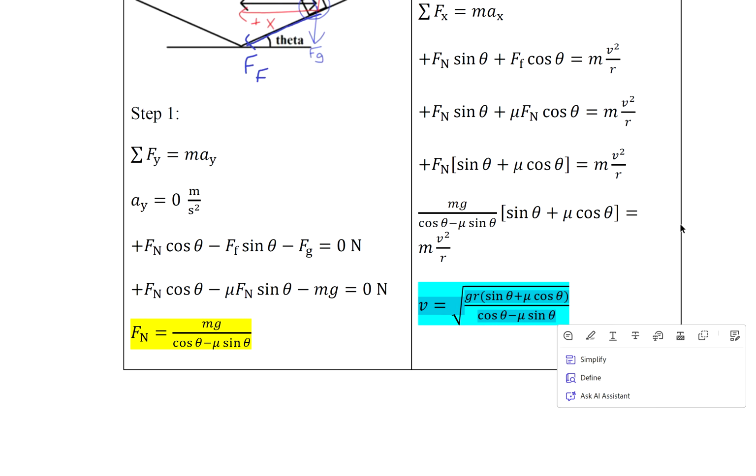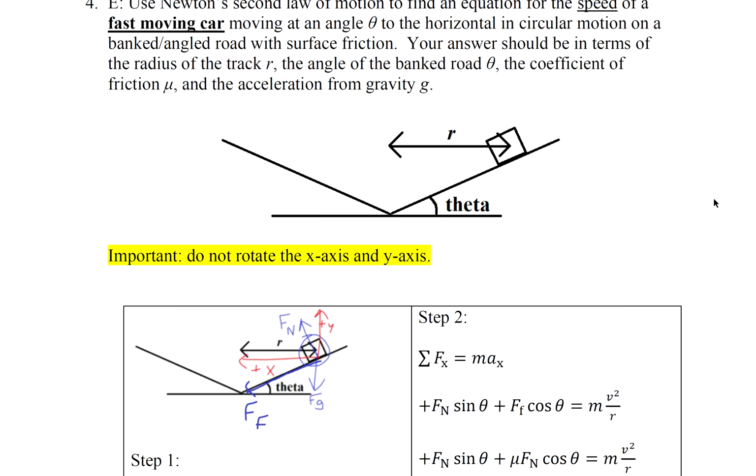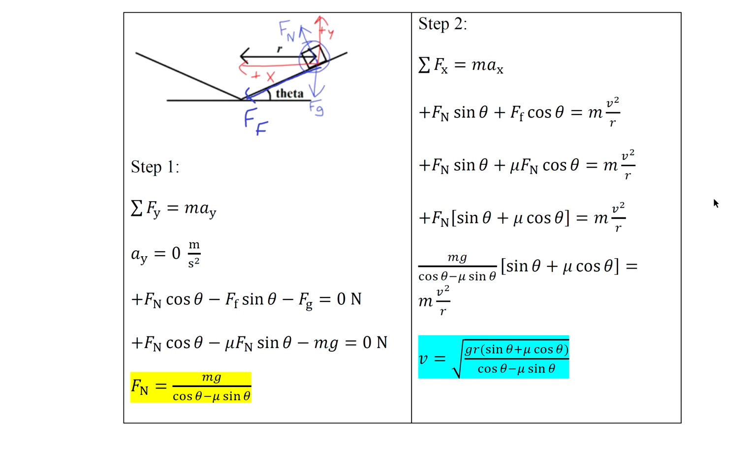So let's see if our equation for question number 4 equals our equation for question number 2 if we let mu equal 0. And let's see if our equation for question 4 equals our equation for question number 1 if we let theta equal 0.